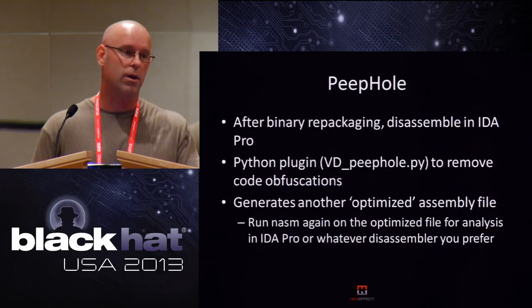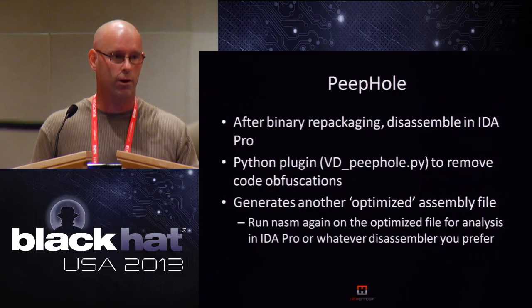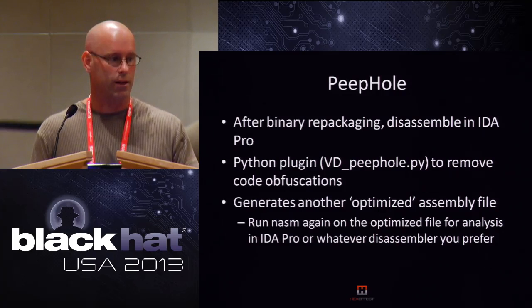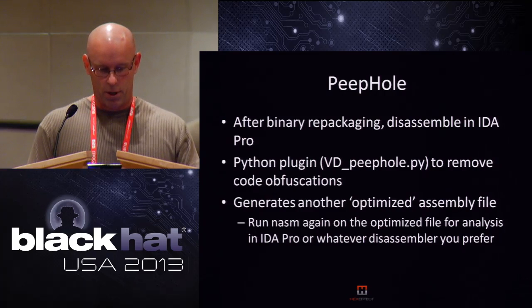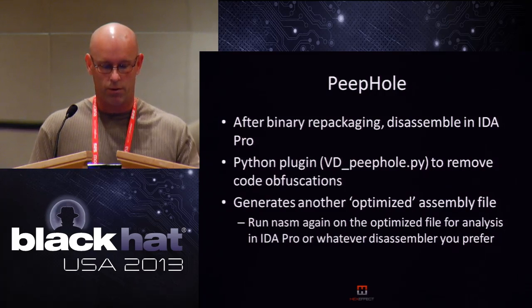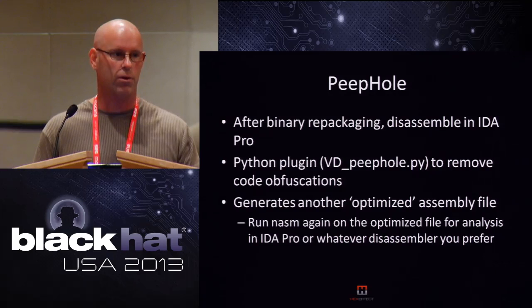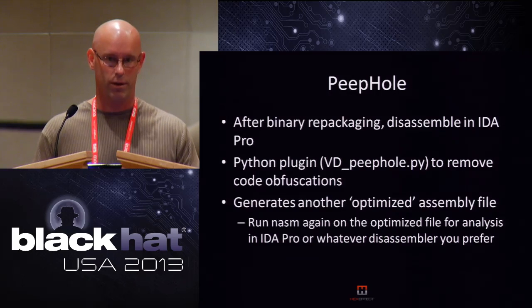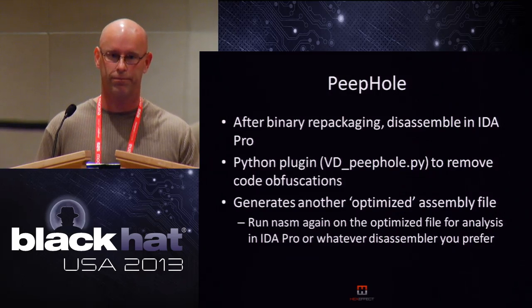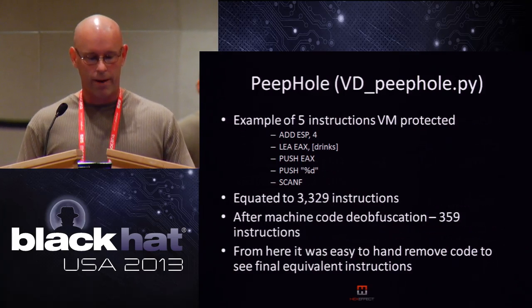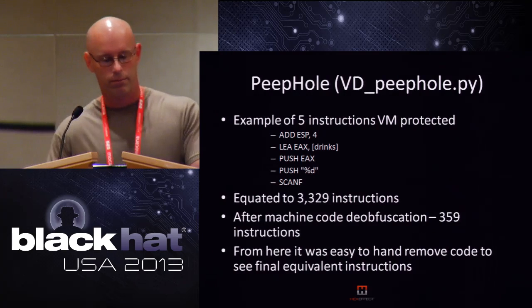Which then leads me to my peephole optimizer. I don't even know if that's the right word anymore because it's not that. It's another code deobfuscation type tool. So, anyways, that one's called VD_peephole, and it's part of the source code package. You can download it, but it's pretty self-explanatory. You load up the binary, you run this, and it'll pull out all the code obfuscation and leave you with something good. So back to our blood alcohol example.